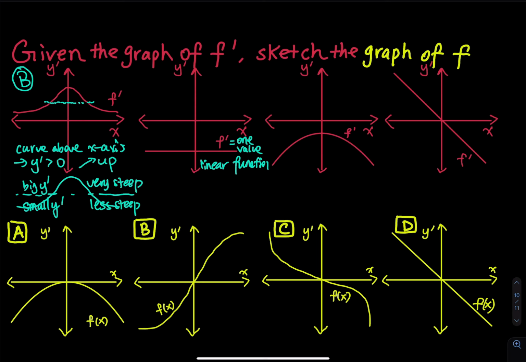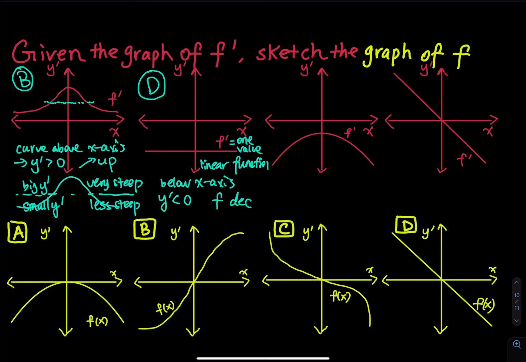So B is taken. The only linear function we have is D, but let's do more analysis. So f prime is one value, so we have a linear function, and this f prime is below the x-axis. What does that mean? That means y prime is negative. That means for f of x, f must be decreasing the entire time. So D is decreasing the entire time. So the correct answer is D. All right, so let's take a look at the next graph.